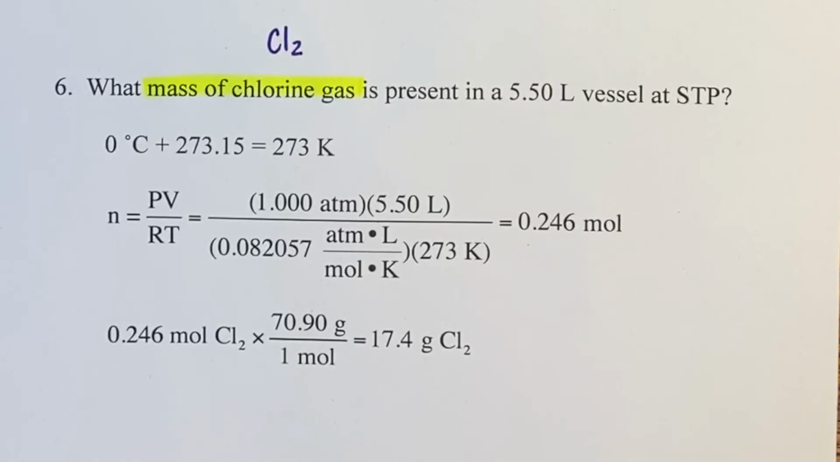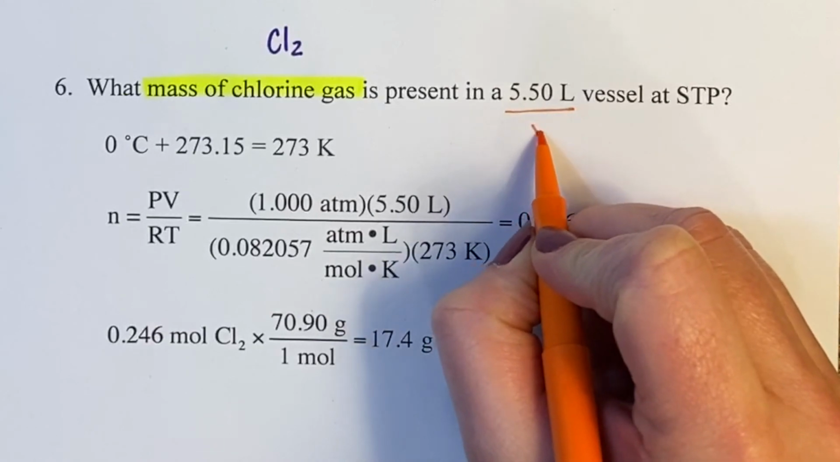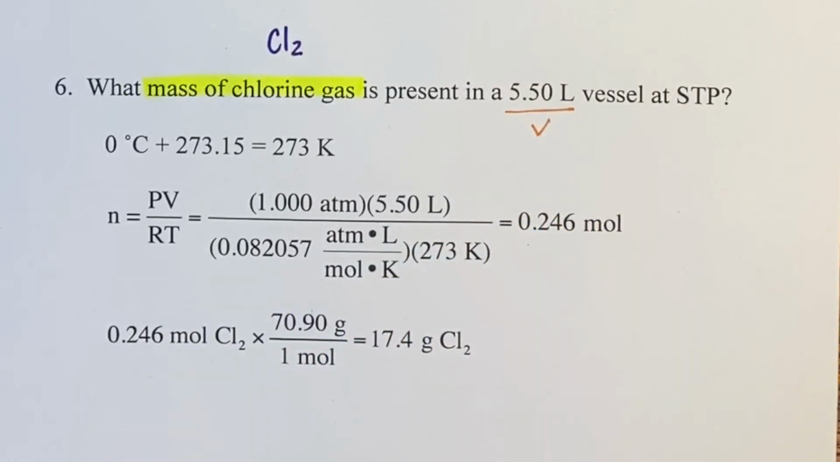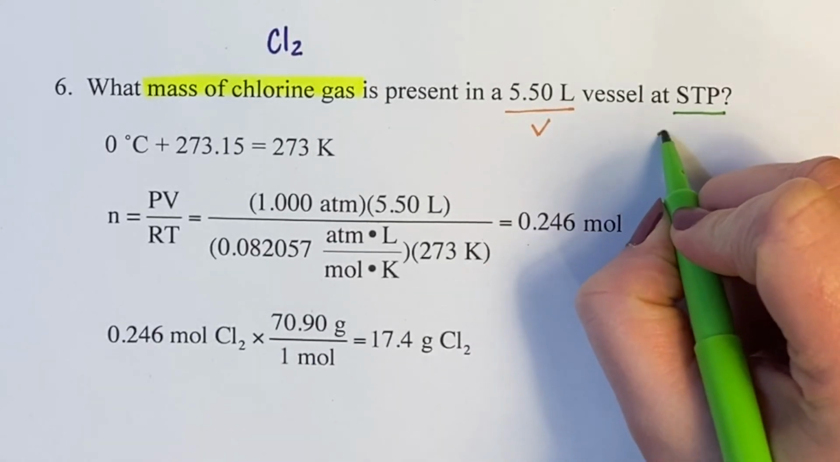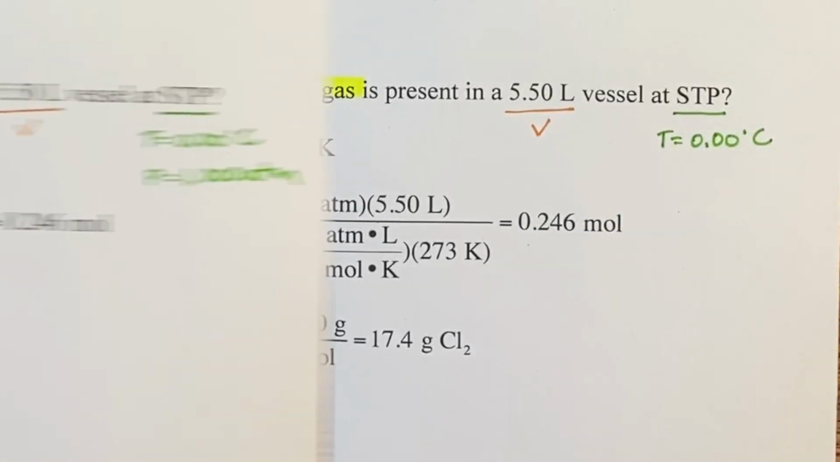For the information that has been given to us, we have a volume of 5.50 liters. So that's our volume, and we can plug that right into the ideal gas law. We're also told that we're at STP. So remember that that stands for standard temperature and pressure. That means that our temperature is going to be 0.00 degrees Celsius.